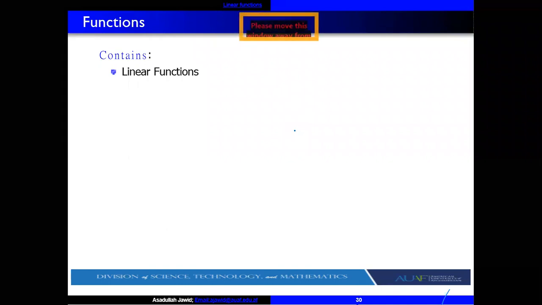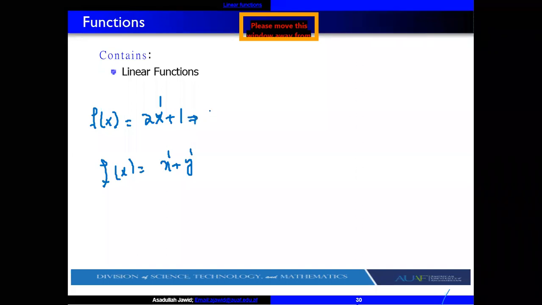Why is this called linear? Because when you draw the graph of a linear function, it will give you a straight line. For example, we have a function f of x is equal to 2x plus 1. So 2x plus 1 is a linear equation. Why? Because the variable power is 1. If we have a function x plus y, this is also a linear function, x power 1, y power 1. First one is a linear equation with only one variable.